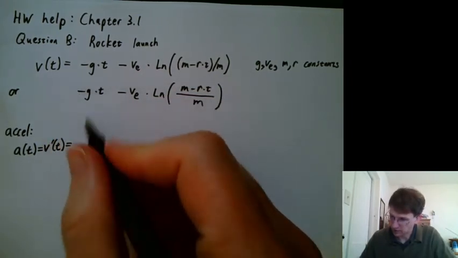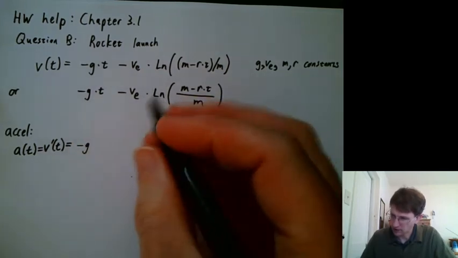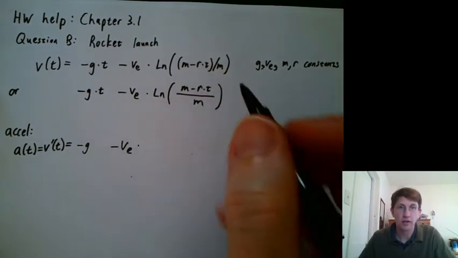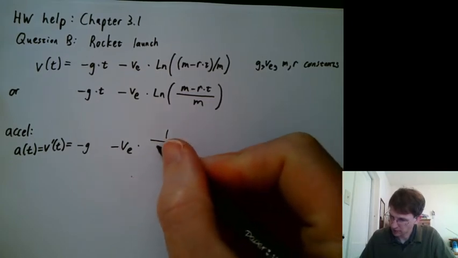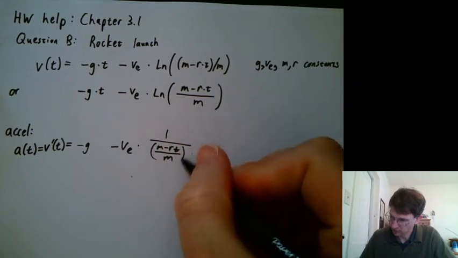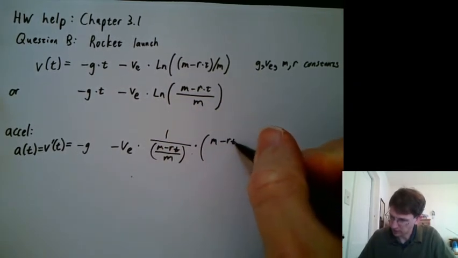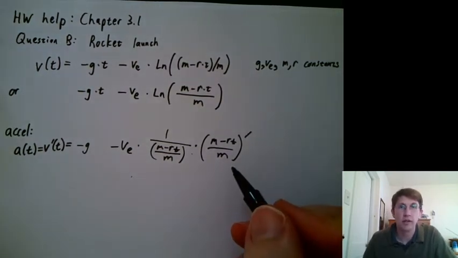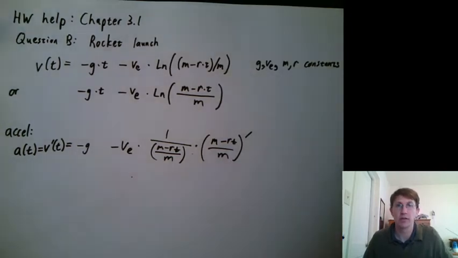So g is a constant, and the derivative of t is 1. I could just write negative g. V sub e is a constant. What's the derivative of log? Log of stuff gives 1 over stuff, so 1 over (m minus rt over m), and then times the derivative of that stuff, (m minus rt over m) prime. Do I need the quotient rule here? Well, m is a constant, so I can just use the constant multiplier or divider rule.